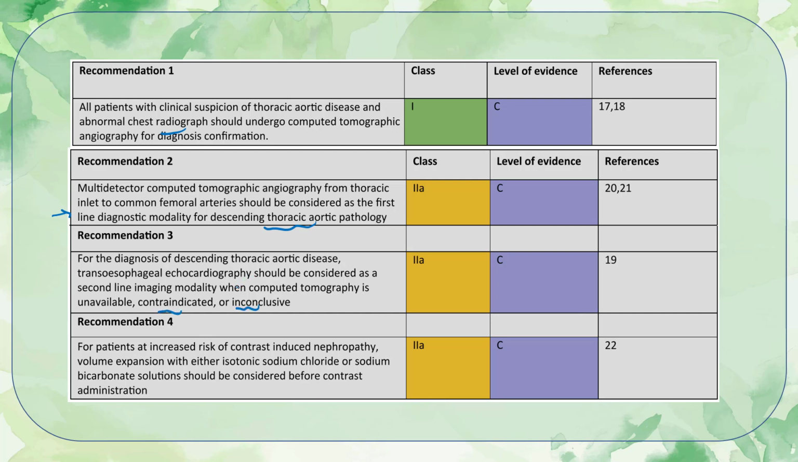And why the transesophageal, not the transthoracic? Because the transesophageal echo can see the whole descending thoracic aorta, and the transthoracic echo can see only small parts of the descending thoracic aorta through the windows of visualization. For patients at increased risk of contrast-induced nephropathy, a volume expansion with either isotonic sodium chloride or sodium bicarbonate solutions should be considered before contrast administration to try to guard against the contrast-induced nephropathy.